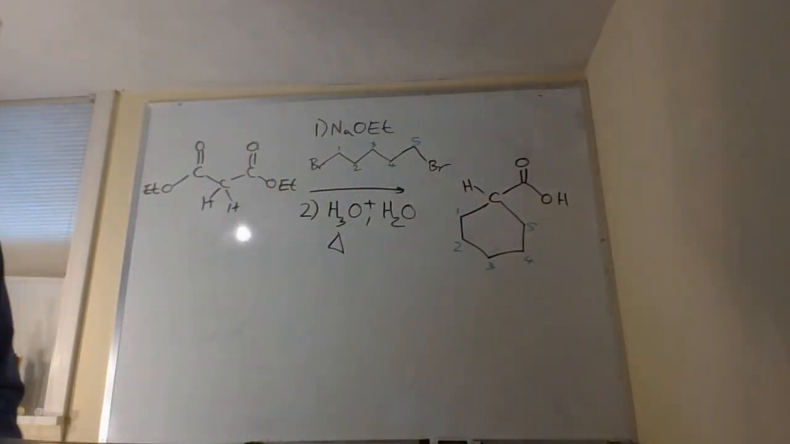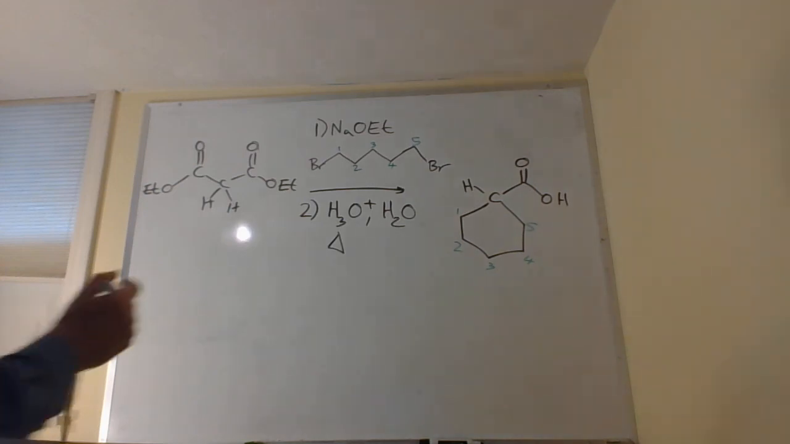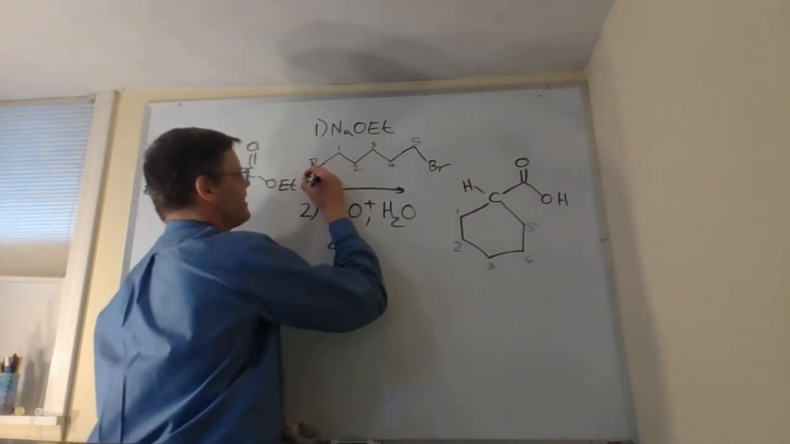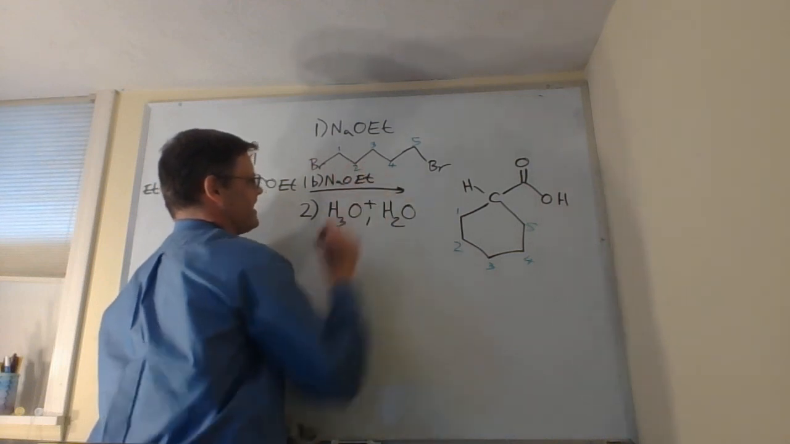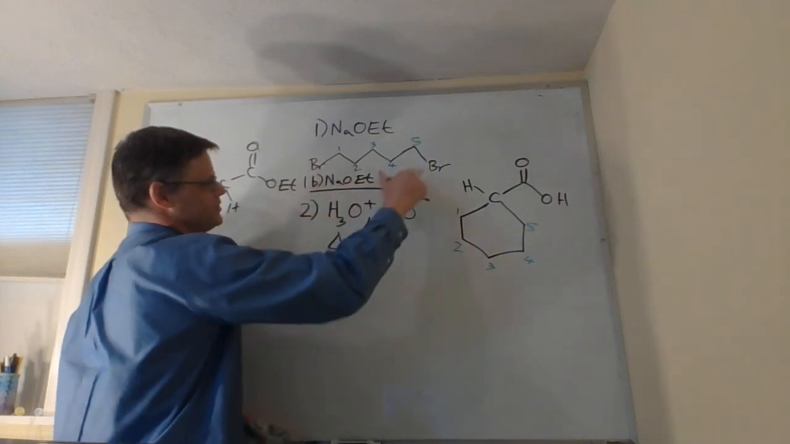And I'm trying to think if sodium methoxide is added twice. Ah, yes. So I should put that in here. So this is step 1. We're going to have what I'm going to call a 1B step, where there's sodium methoxide again. So you have to have sodium methoxide for each alkylation.